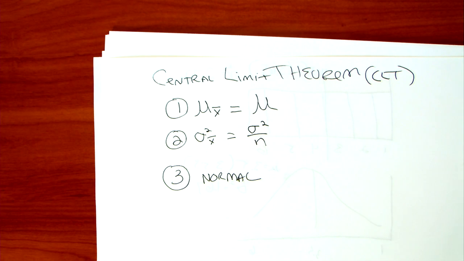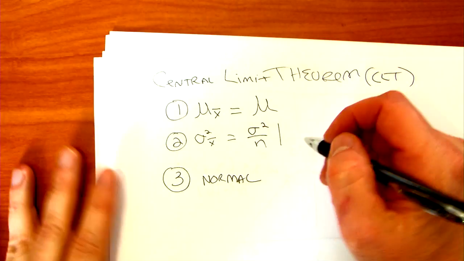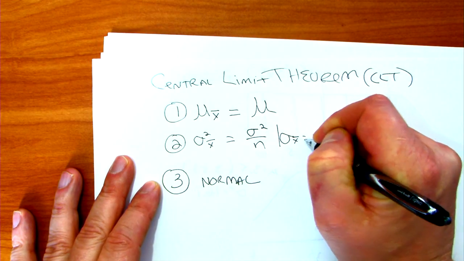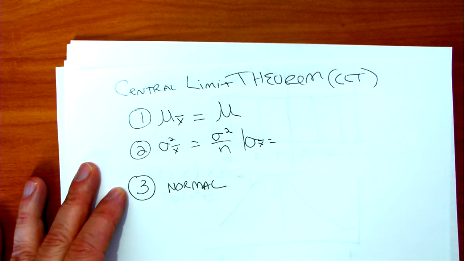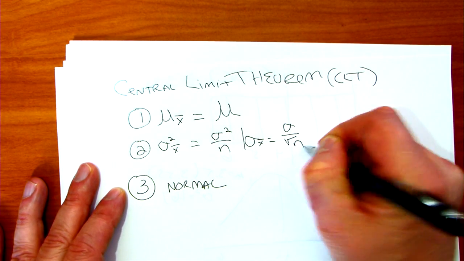What's the relationship between variance and standard deviation? You guys remember? Standard deviation is the square root of variance, right? So if I take the square root of both sides, I get that the standard deviation of the sampling distribution is equal to the original standard deviation divided by the square root of n.